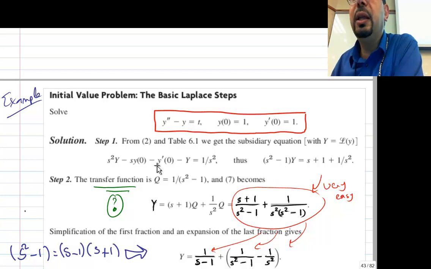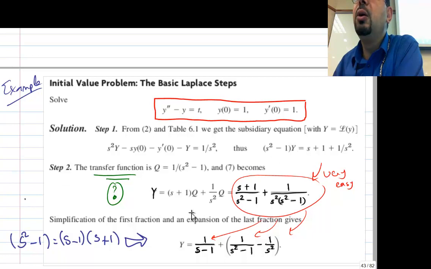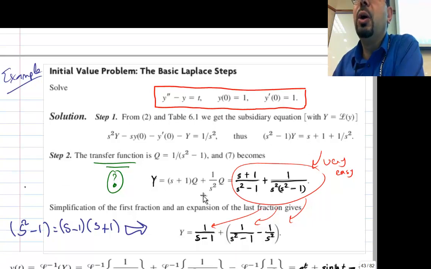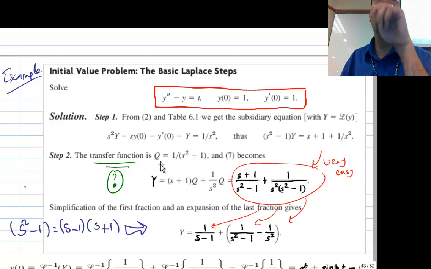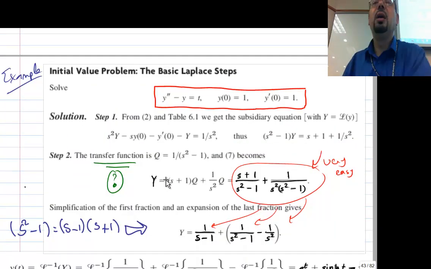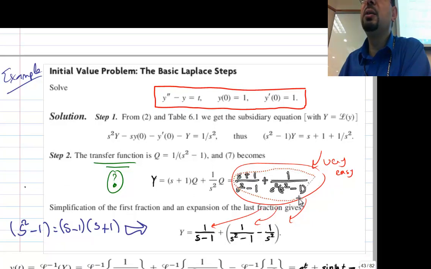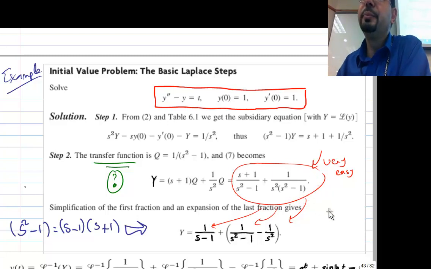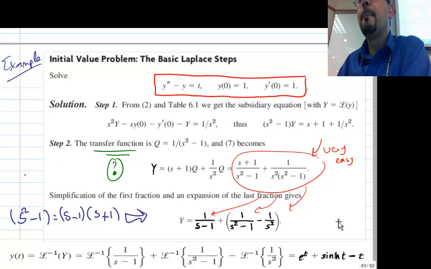All right. So here he is just putting y on one side and everything else on the other side. And so it will end up being something like this. So he's talking about the transfer function. I will explain this in the next slide in a second. But basically all we are doing is putting y on one side and all the other s's on the other side. Okay? Now what's next?